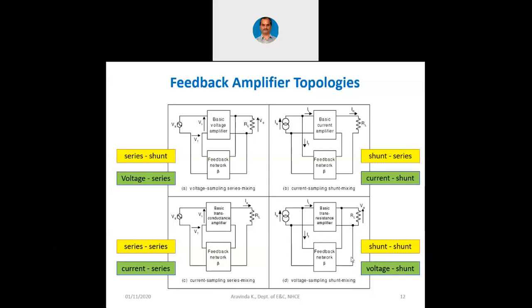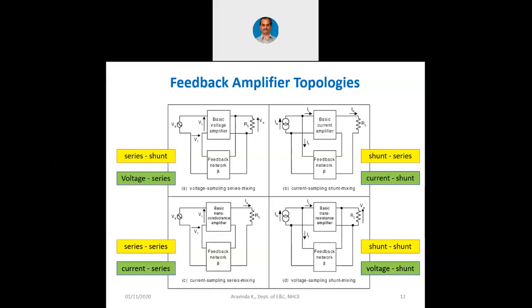That is where we use the basic trans resistance amplifier. In the next semester, when you are going to study a course called linear integrated circuits, you are going to study more about a beautiful circuit called operational amplifier circuit. You already have studied it in smaller details in the first year. You are going to study that particular circuit in much larger detail.